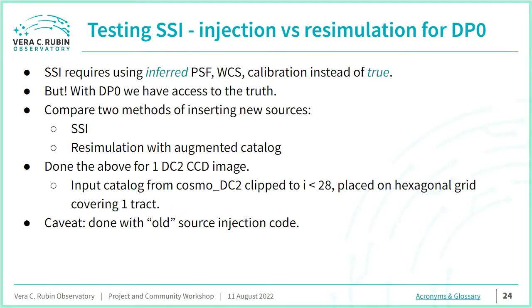So I've done this for just one CCD image. DC2 is the DESC name for DP0, roughly. On a hexagonal grid that was larger, and the caveat here is that I did this with the original source injection framework, not the new things that Sophie and Lee were showing you earlier. But I think that the underlying architecture is still Galsim. I think a lot of the results still apply.